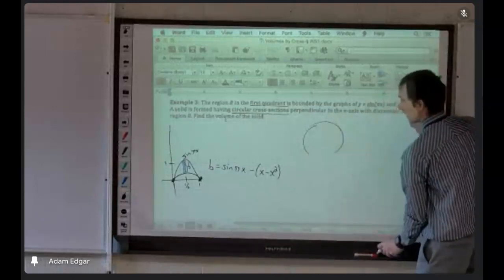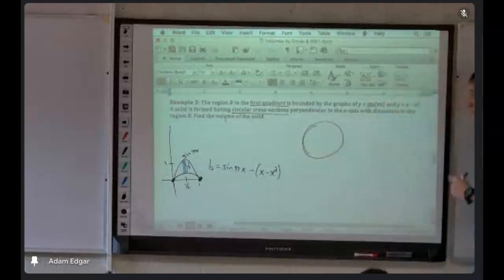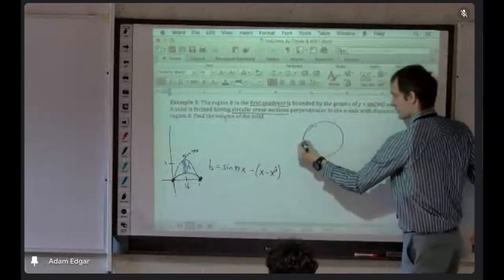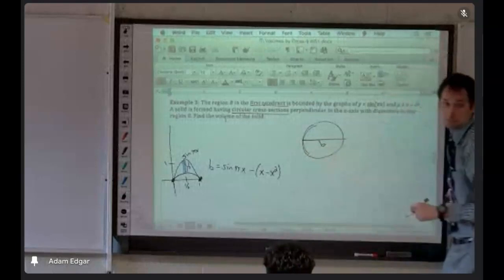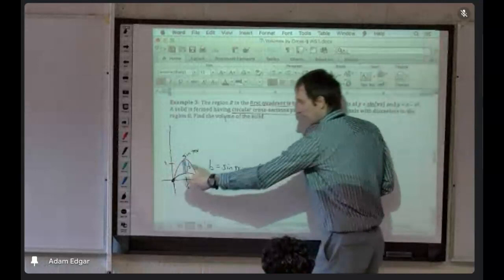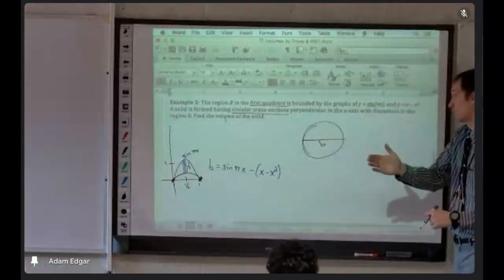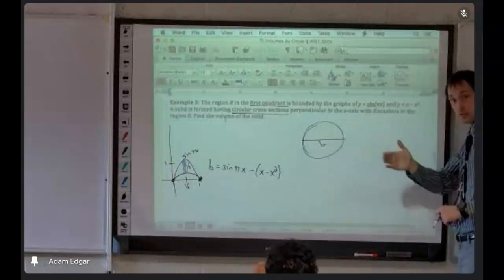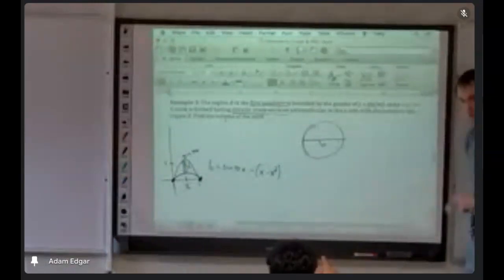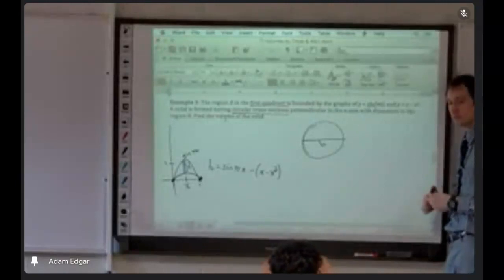Keep reading. So the cross sections are circular and they're perpendicular to the x-axis with diameters lying in the region. So your diameter is B. The diameter of our cross section is lying in the plane. Half of the circle comes out of the page at you, and half of the circle goes into the page, away from you, behind the paper. So we're finding the volume of the sphere created by the circle.